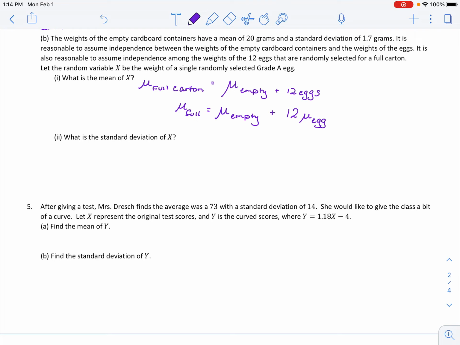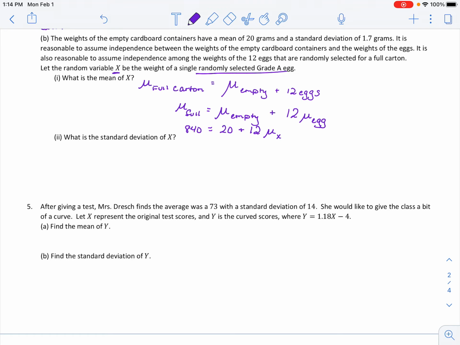But now I'm told some information. Earlier we were working with 840 grams for the average if it's full. This problem just told me the average of it being empty is 20, and we are asked, if X is one single egg, to find the average of one single egg. So this is just 12 times the average of one single egg. And this is just an algebra problem now.